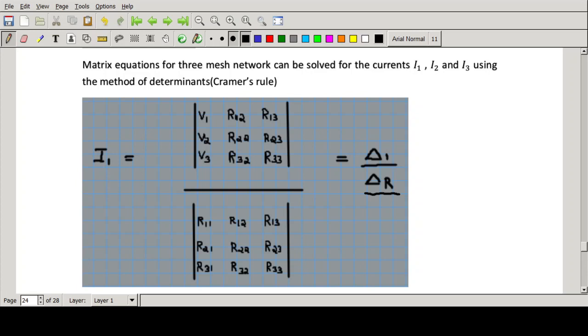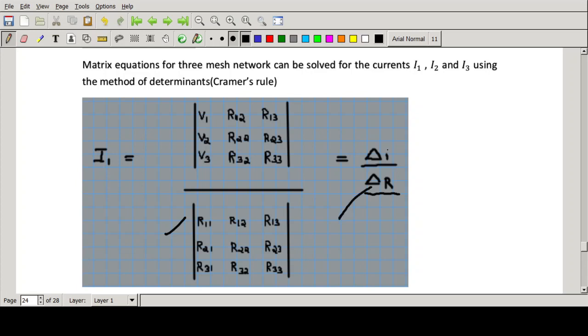The step is very simple. In order to find the current I1, the equation is delta 1 by delta R. What is delta R? Delta R is the determinant of the resistance matrix. So what is the resistance matrix? Here we are going to consider only three meshes. So it will be R11, R12, R13, R21, R22, R23, R31, R32, R33. You have also learned how to get the values of these resistances. So this determinant delta R you have to find first.